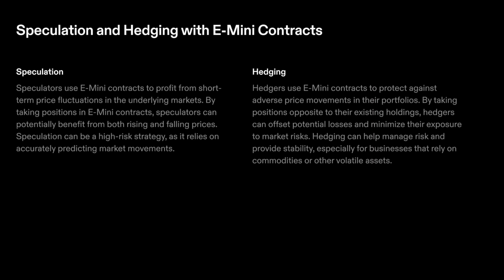5. Speculation and hedging. E-Mini contracts are used by both speculators and hedgers to manage risk and profit from price movements in the underlying markets. Speculators aim to profit from short-term price fluctuations, while hedgers use futures contracts to protect against adverse price movements in their portfolios.